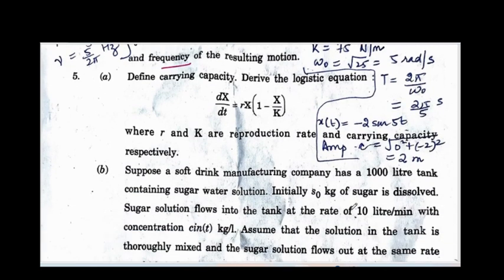Now moving on to the fifth question. Fifth question was from modeling, unit number 3. So you know that the first two questions are always from unit 1, the next two are from unit 2, and the last two are from unit 3. That's the standard pattern of the paper every time.